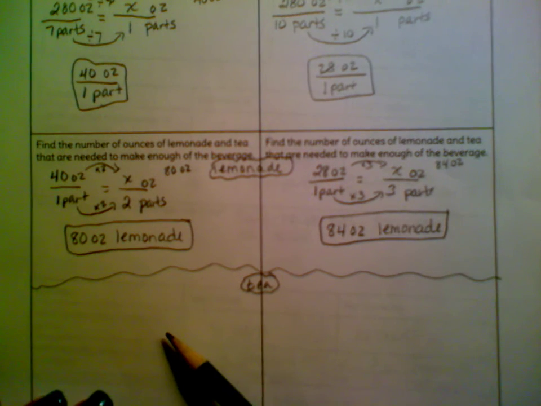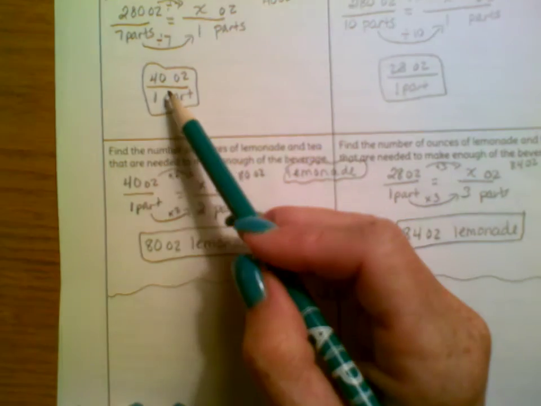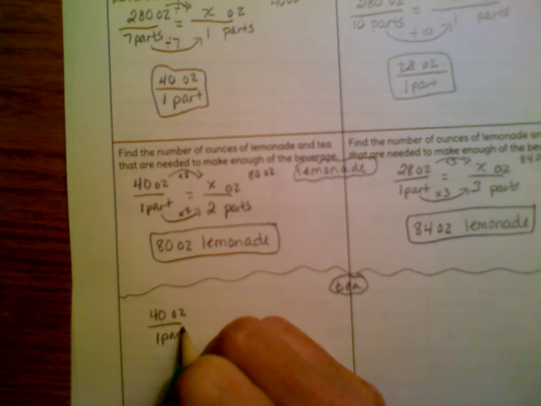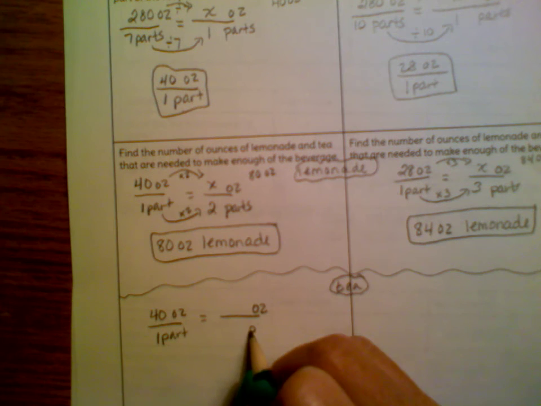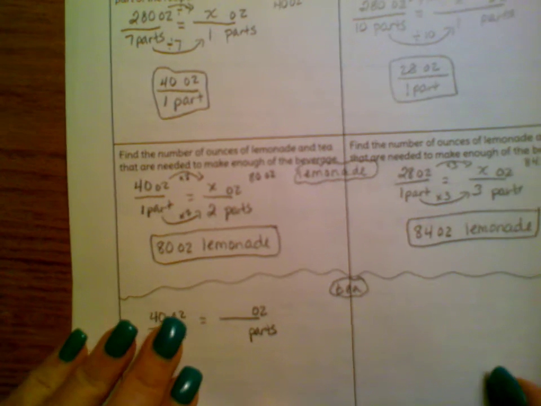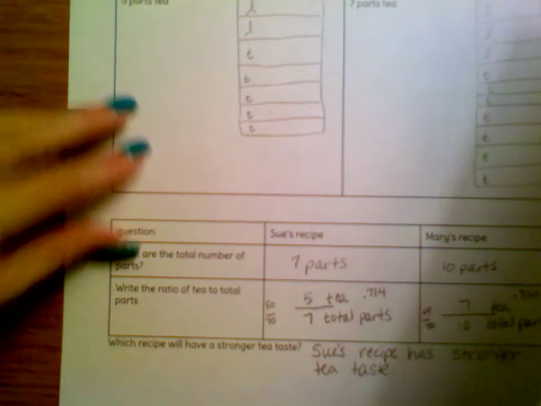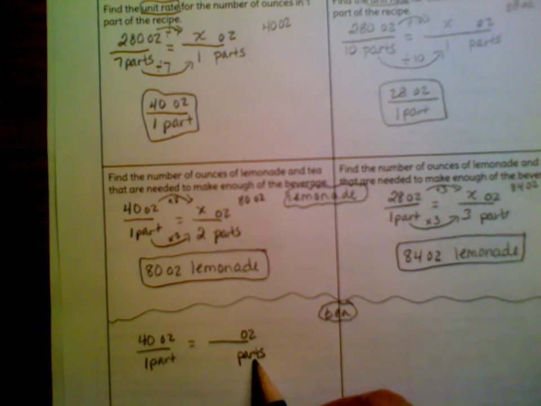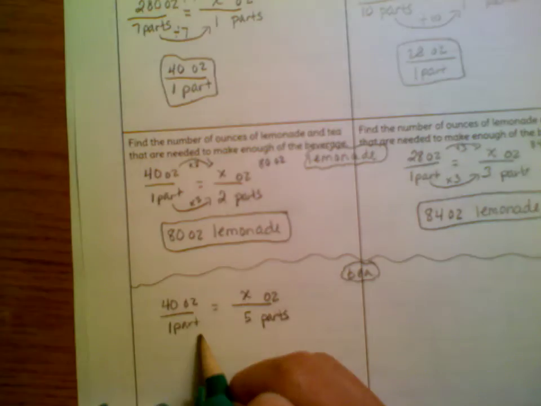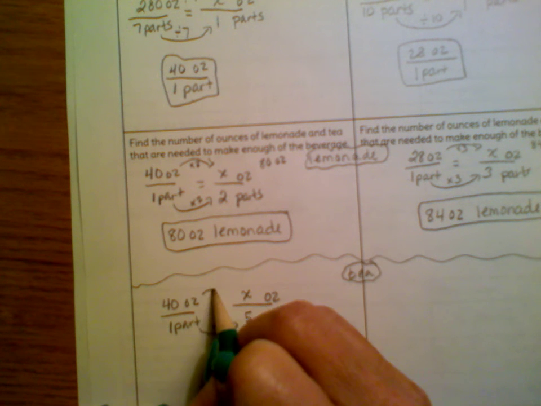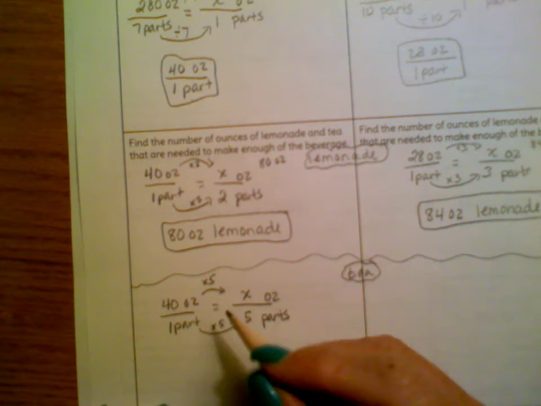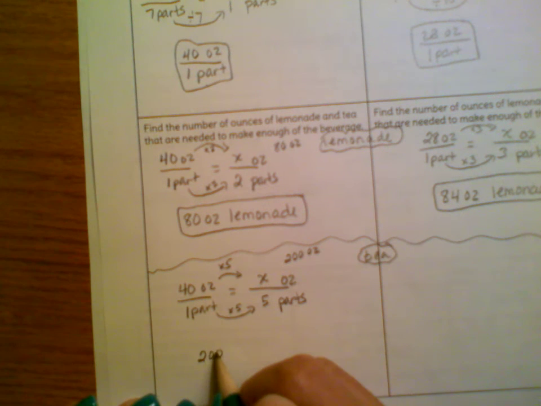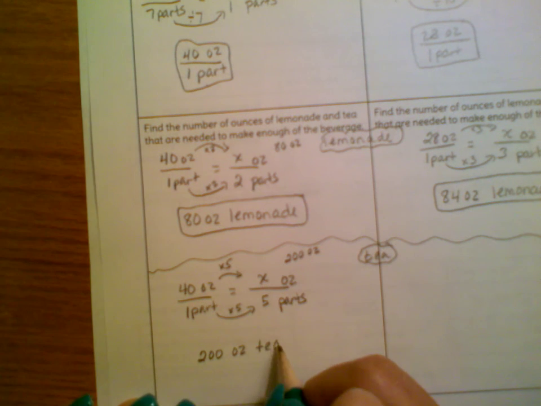Okay, let's go back again to Sue's recipe. This time we're doing tea. So again, I need my unit rate. There's 40 ounces in 1 part. Bring over the labels. Look back at the prior page and let's figure out how many parts of tea. There are 5 parts of tea. So by parts, 5. Here's my unknown. I'm scaling up times 5. 40 times 5 is 200 ounces. So we need 200 ounces of tea.